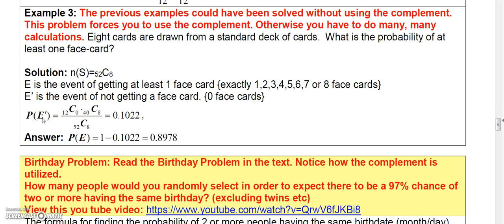The probability of getting no face cards would mean out of the 12 face cards choose none, and out of the 40 other cards choose all 8, and then divide that by 52 choose 8 to get the probability, and I get 0.1022. And then if you subtract 0.1022 from 1, then that will give you the probability of the original question. The probability of getting at least one face card is 0.8978.